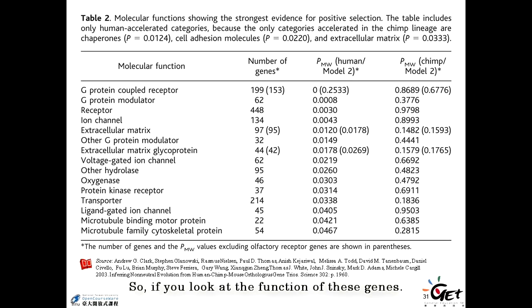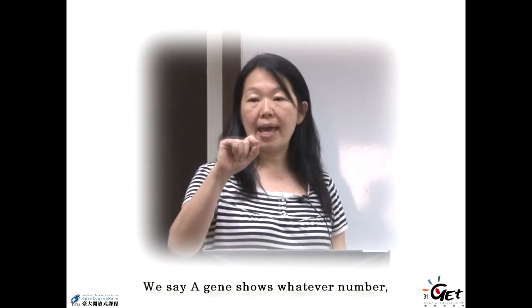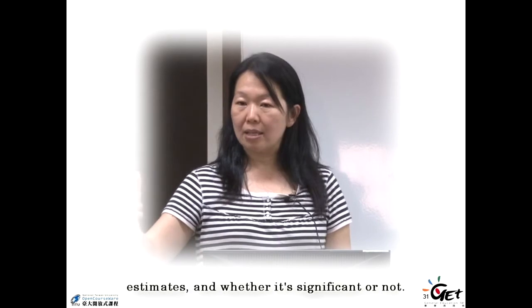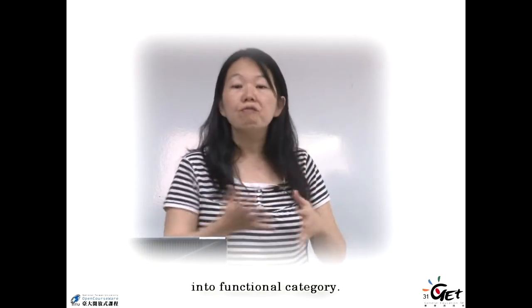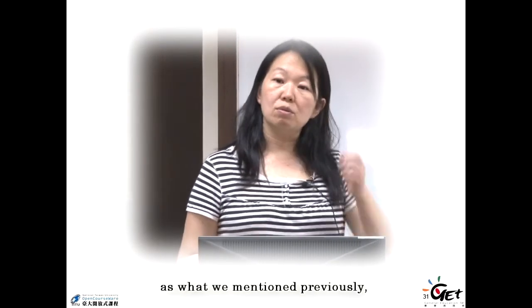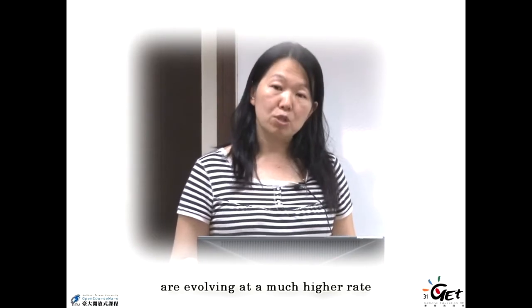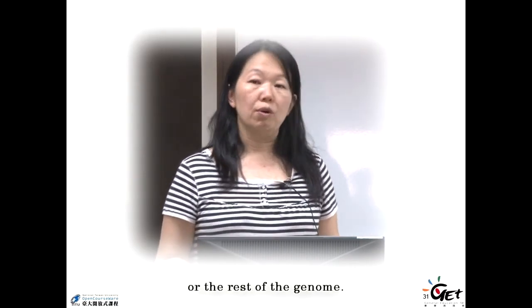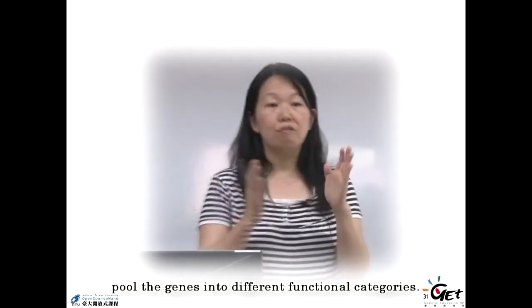And if you look at the function of these genes, this is the functional category. That's another way to analyze the data. Previously we could look at individual genes. So we say, okay, gene A shows whatever number estimates and whether it's significant or not. But here we pool the genes together into functional categories, and we want to ask whether there's a certain type of genes, as we mentioned previously, like male reproductive proteins, that are evolving at a much higher rate than the average of the genome, or than the rest of the genome.